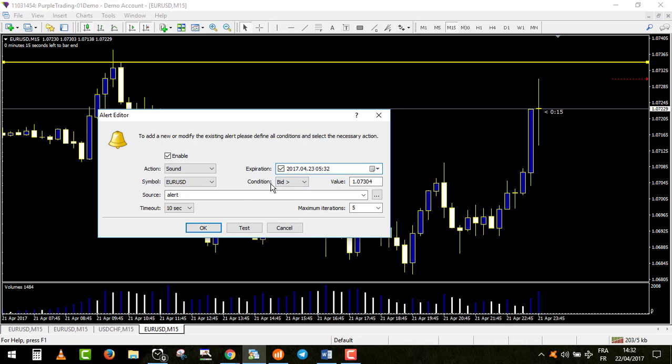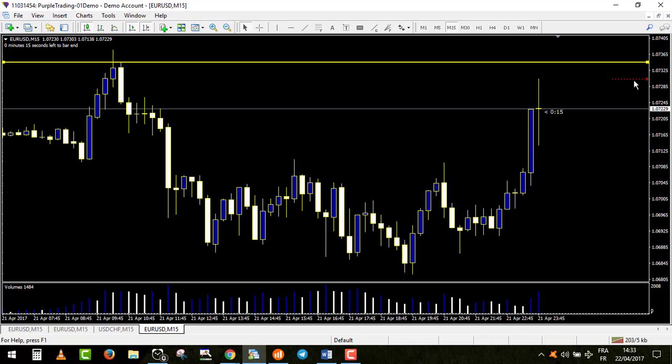Then the condition can be bid superior if you want the alert to ring when the price will be above your red arrow. It can be bid inferior if you want the alert to ring when the price will be below the red arrow. Then the value, nothing to change here because you can move the red arrow automatically actually. Let me show you. You can move it from up to down, and this is a good feature.